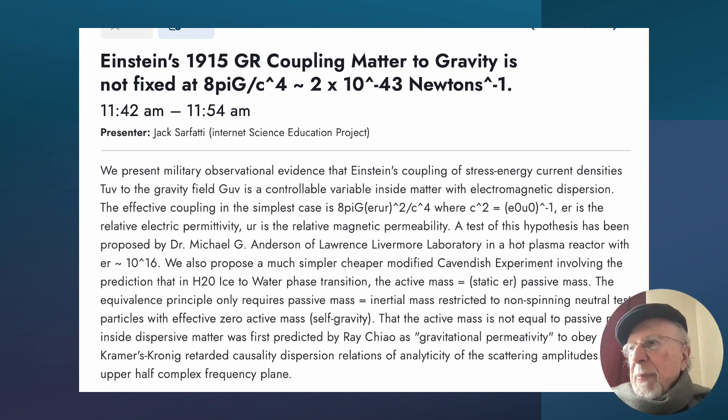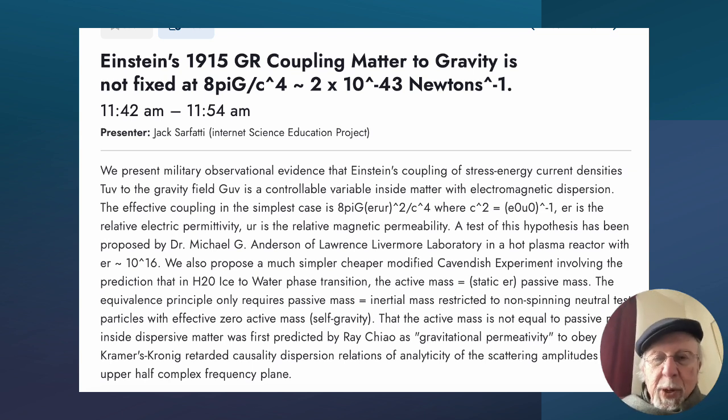A test of this hypothesis has been proposed by Dr. Michael G. Anderson of the Lawrence Livermore Laboratory in a hot plasma warp reactor, in which the relative electric permittivity of the hot ion plasma is as high as 10 to the 16. It's a pure number, of course. It's the relative permittivity, dimensionless, like the fine structure constant.